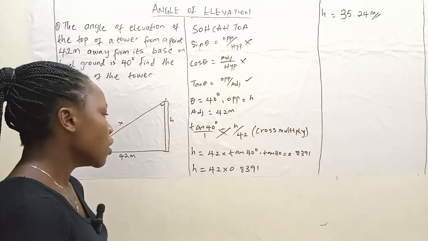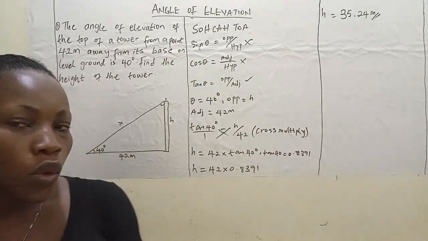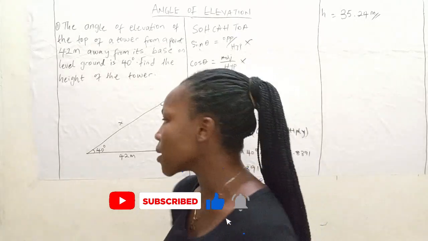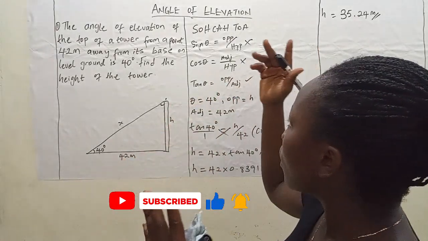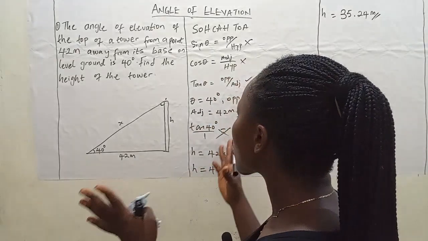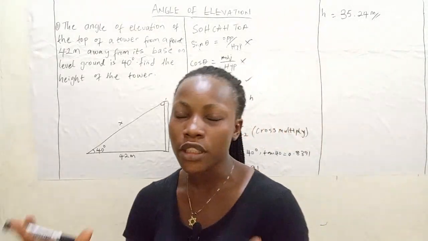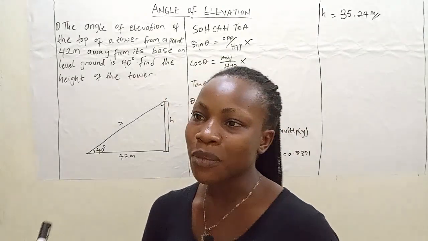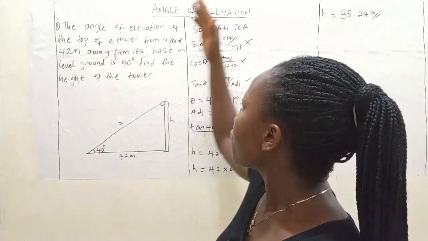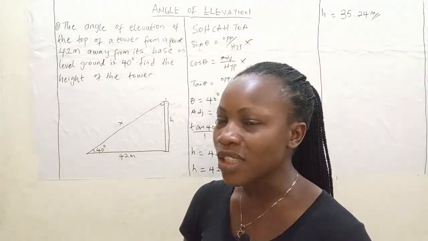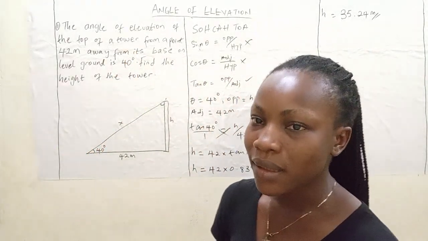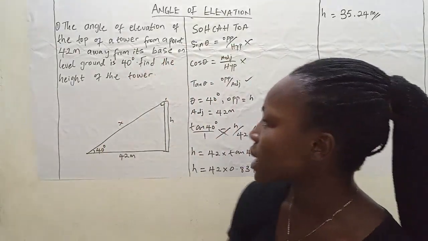So in our next video, we are going to look into angle of depression. That is, we have angle of elevation and angle of depression. So in our next video, we are going to solve an example under angle of depression. Angle of depression is simply the angle you make with your eye level while looking down. All right? Angle of elevation is while looking up, while angle of depression is while looking down. So we are going to look into that in our next video.